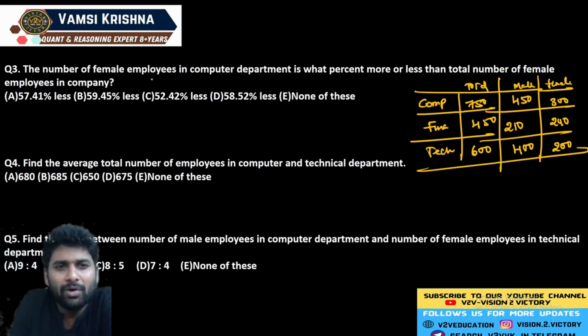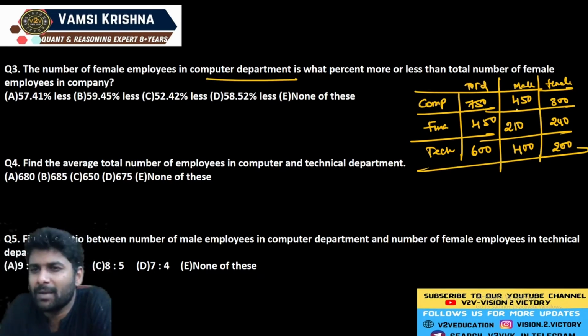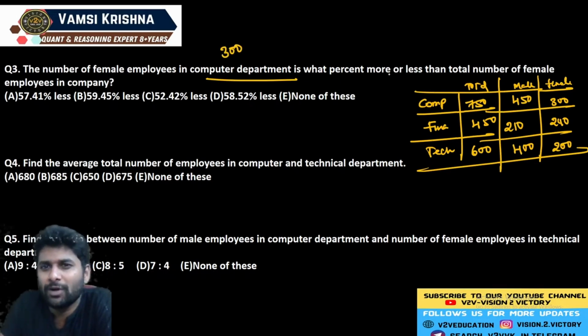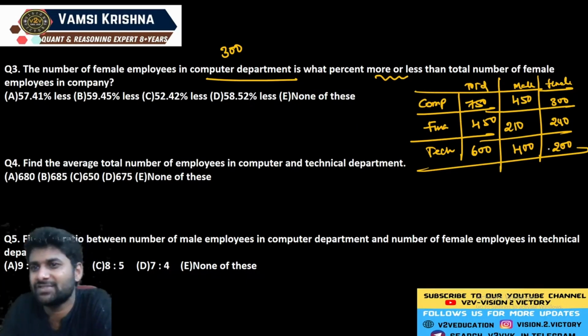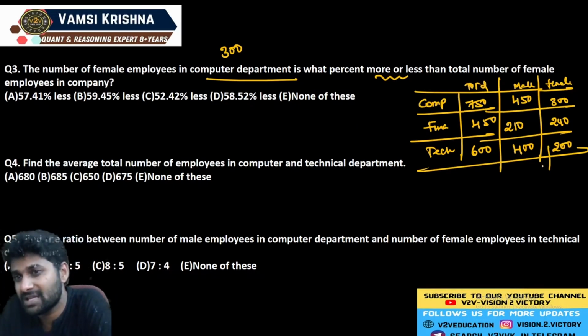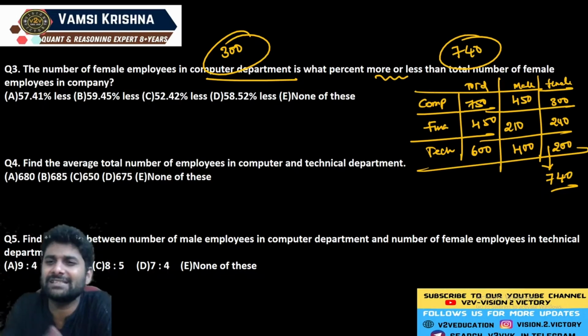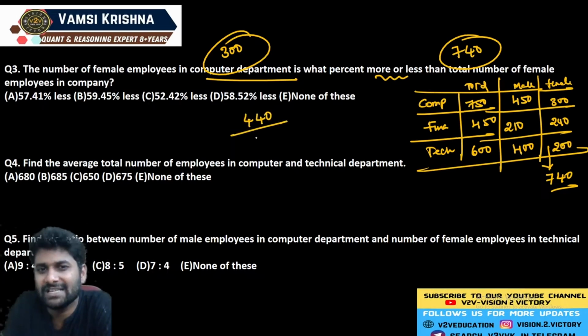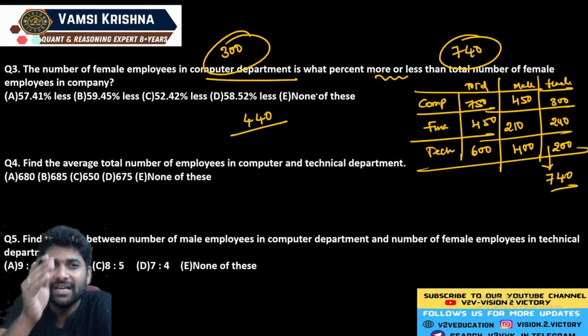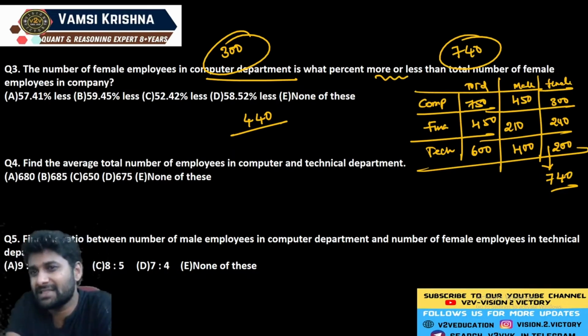Another question. Number of female employees in computer department is 300. Is what percentage more or less than the number of female employees in the company? Guys, first identify how many female employees are there in the company. It's 300, 200, 500, so 740. So definitely here the answer is less. 300 is less than 740 by 440 units. They clearly mentioned that first female employees is compared with the total number of female employees.